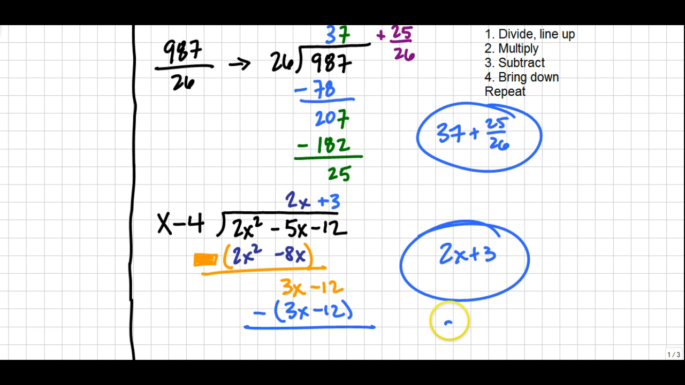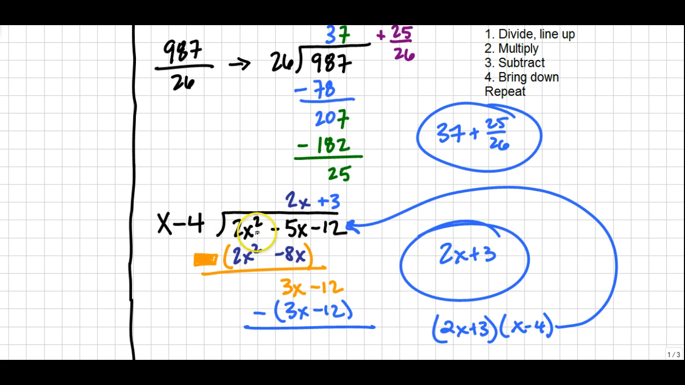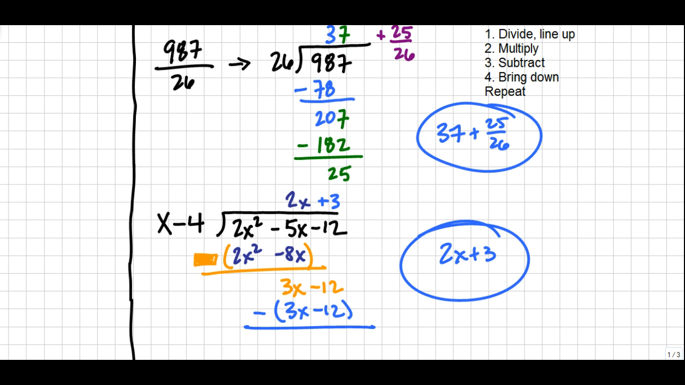Keep in mind that if I did 2x plus 3 times the original divisor, I would get the polynomial that I was dividing back. So what's nice about division here is if you end up with a 0 remainder, you can double check your answer by doing FOIL, and you should get that polynomial back. So let's try that again with two other situations that students might run into.